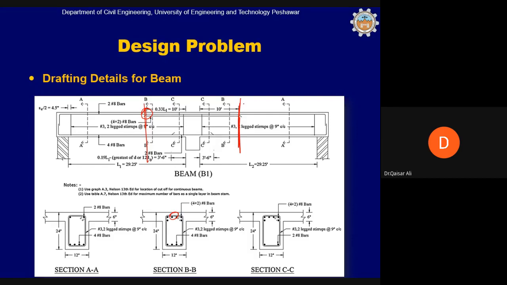If we draw a negative bending moment diagram, it will be like this. Okay, so you have a negative bending moment only in this region. We don't provide negative reinforcement beyond this location. However, just 2 bars to hold these stirrups will be provided from one end to another end.